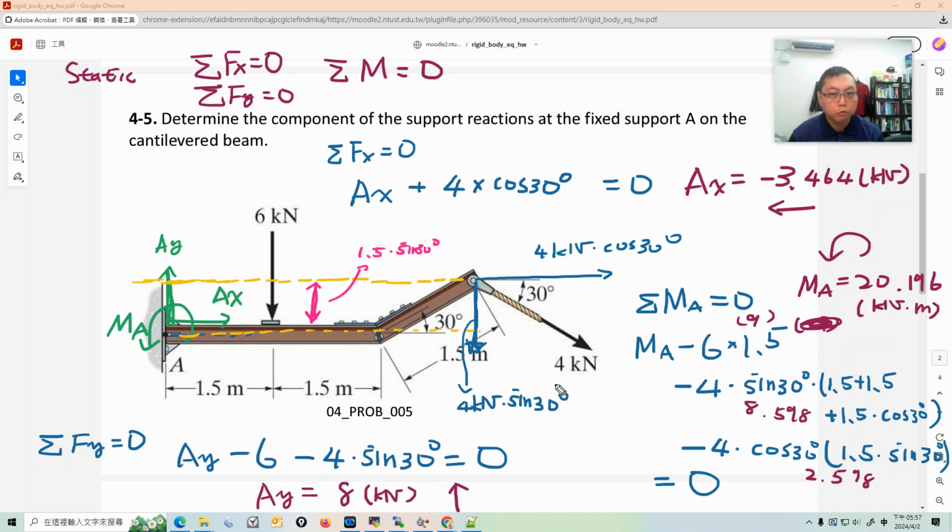In this problem, don't forget, if you do the moment calculation, this force also creates a moment. So when you do the moment calculation, draw the line of extension and find the lever arm. I think that's the most difficult part, just determining the lever arm. It's a 2D moment calculation, and the difficult part is determining where the lever arm is.